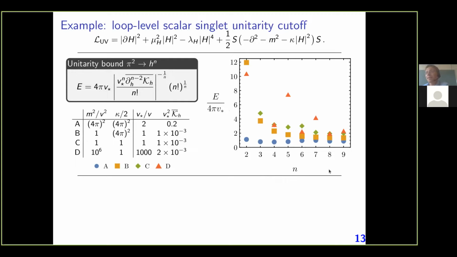And you can see what I asserted previously is coming true. So for single digit n of 8 or 9, for n of a few, all of the unitarity cutoffs that we get from these high point amplitudes are tending to 4 pi v star.